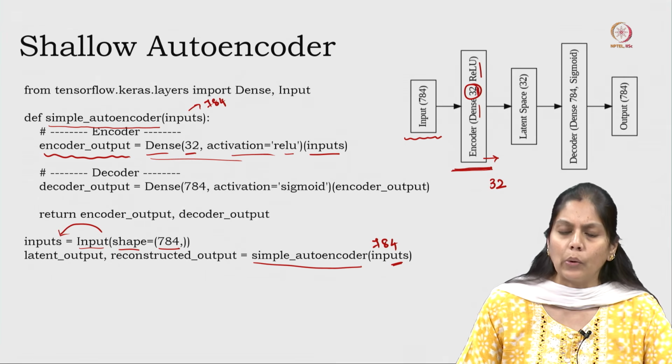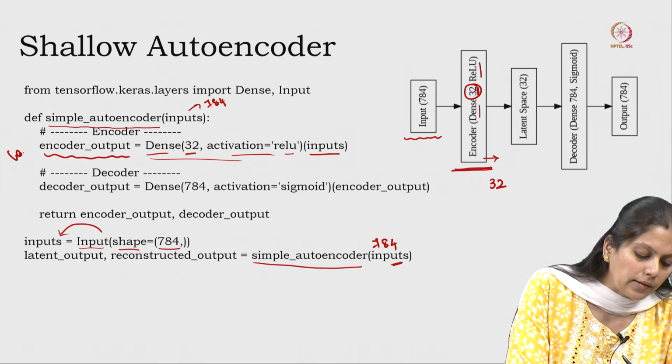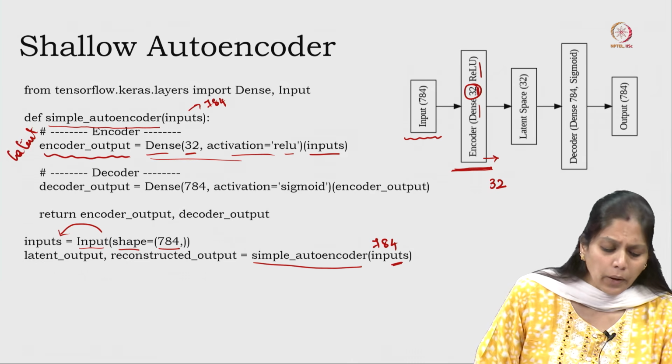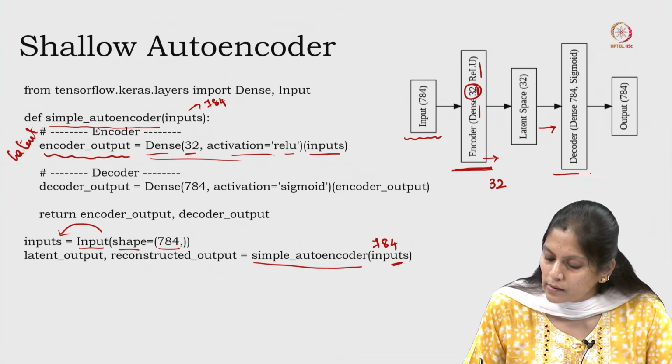Why are we using encoder_output only? It is just a variable name. You can even write it as latent as well. Okay. Next, this latent is passed as an input to this layer.